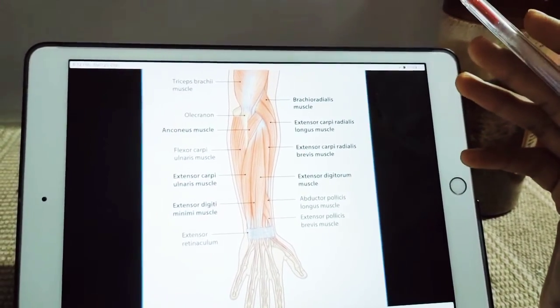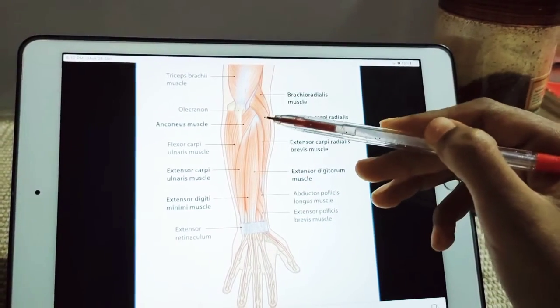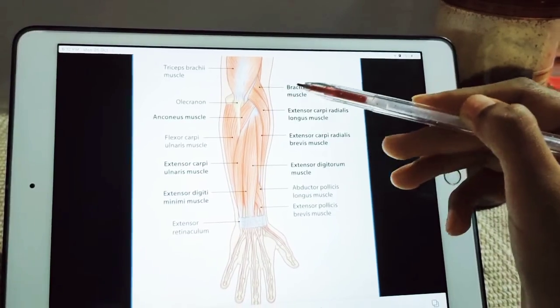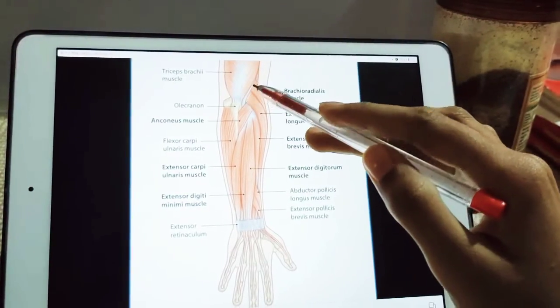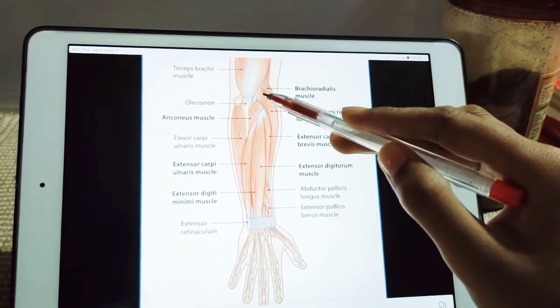Done. Next, moving to the brachioradialis, as I said after A, B. Brachioradialis muscle, as the name says, brachio means your arm. It comes from the upper two-thirds of the supracondylar ridge of the humerus.